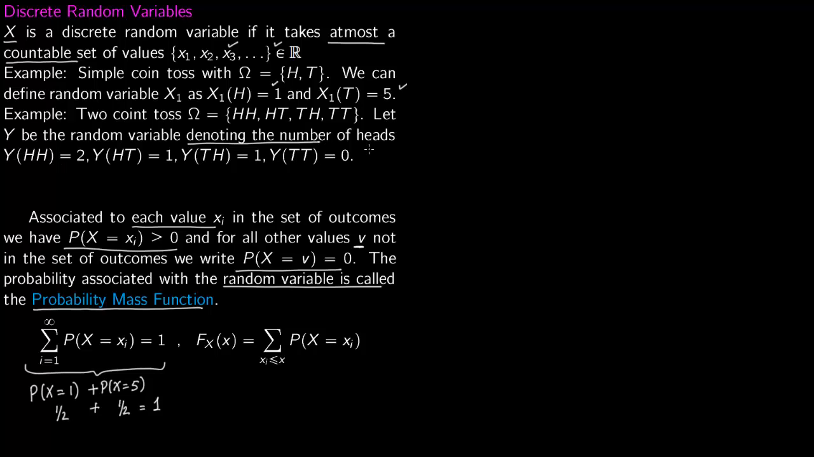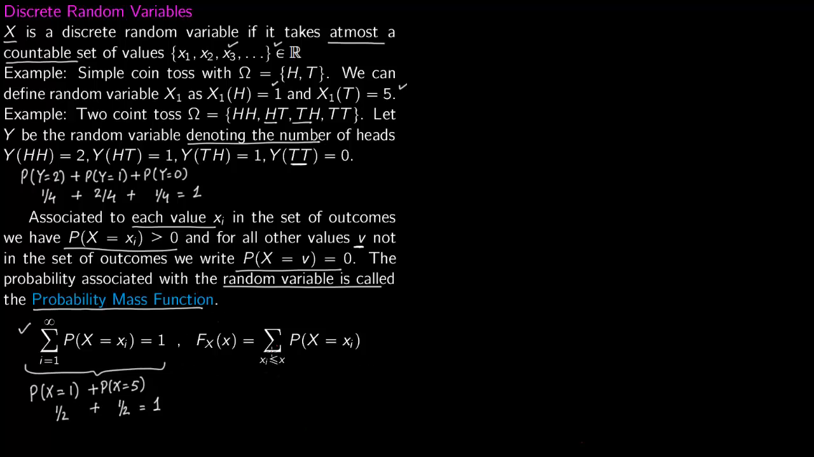Similarly, we can talk about the probability mass function here. So you have probability of Y equal to 2 plus probability of Y equal to 1 plus probability of Y equal to 0. This 2 is associated with head head, so you get 1 by 4. Probability of Y equals 1 here is probability of head tail plus probability of tail head. So these are two events here. So you have plus 2 by 4 plus probability of Y equals 0. This Y equals 0 is associated with tail tail. So probability of tail tail is 1 by 4. You add them up, you get 1.